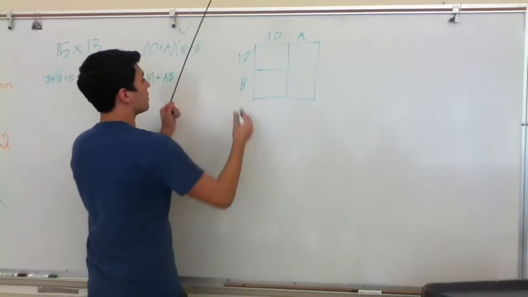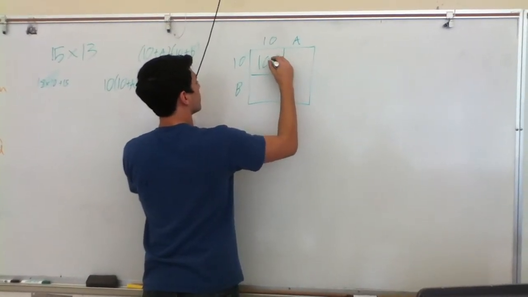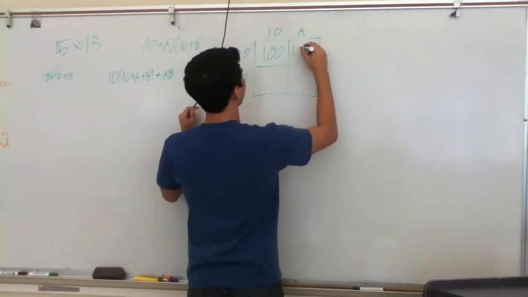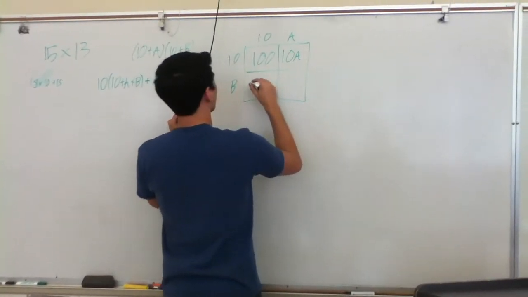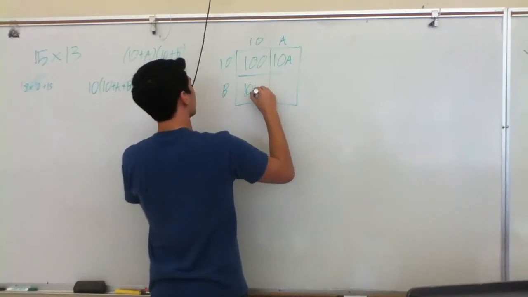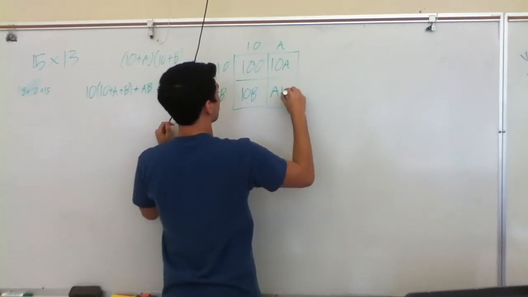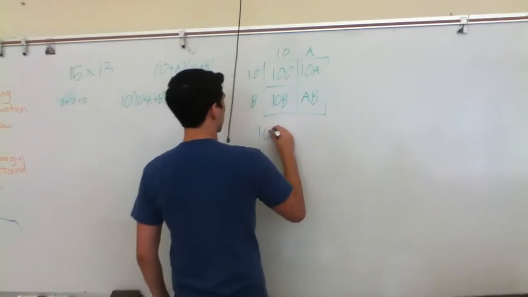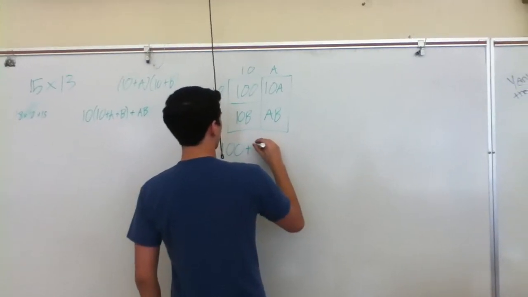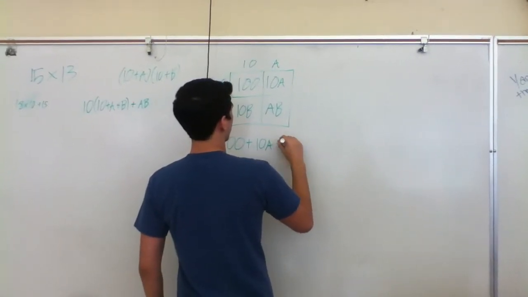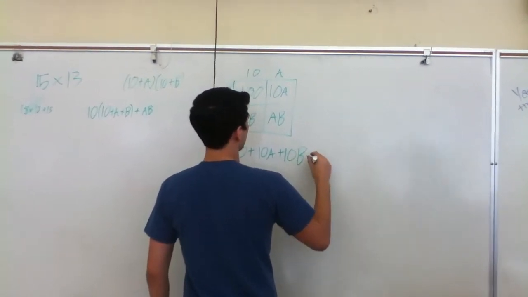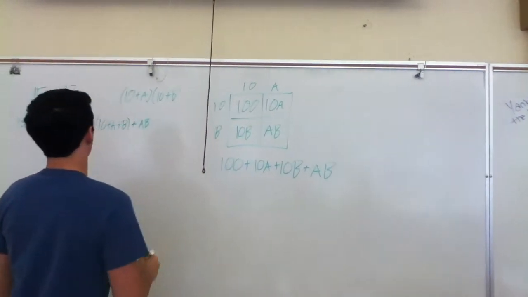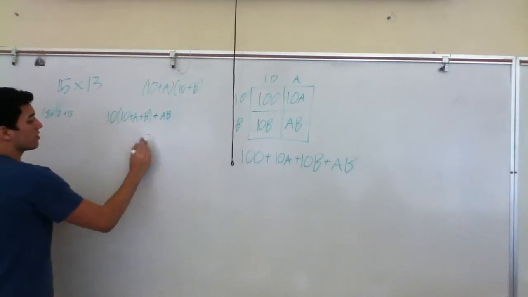Okay, so 10 times 10 is 100. Then 10 times A is 10A. 10 times B is 10B. Then A times B is AB. So if I wrote that out in expanded form, it would be 100 plus 10A plus 10B plus AB.